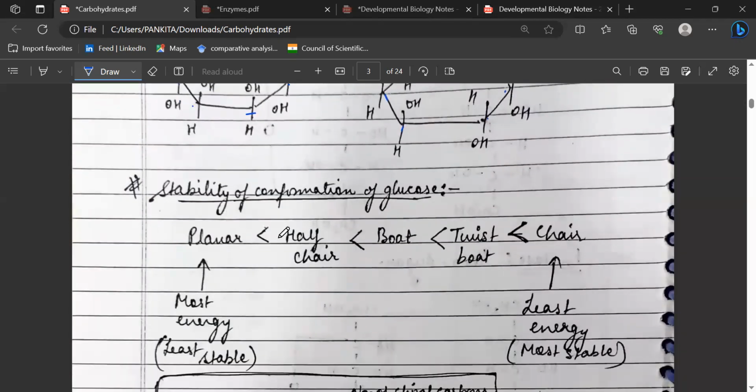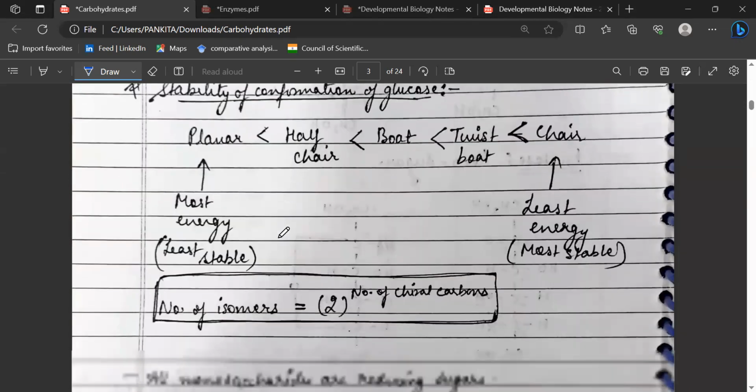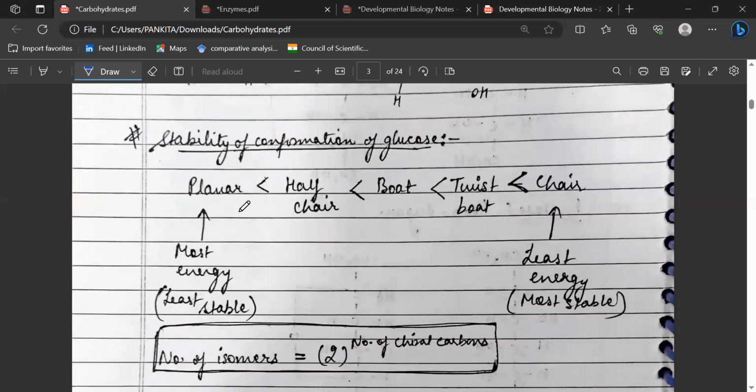If we talk about the stability of conformations of glucose, the ascending order of stability starts from the least stable conformation, that is planar. It is least stable because it has the most amount of energy, followed by half chair, which is comparatively more stable than planar, then the boat conformation, then twist boat conformation, and the chair conformation. So the chair conformation is the most stable structure because it has the least amount of energy.